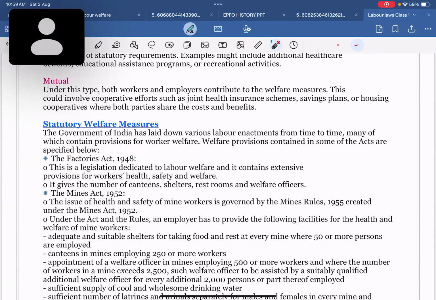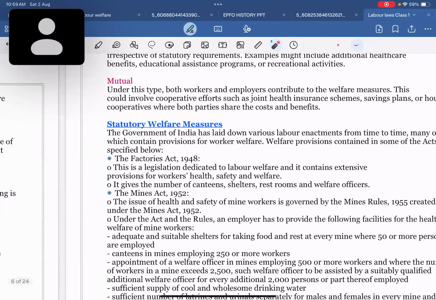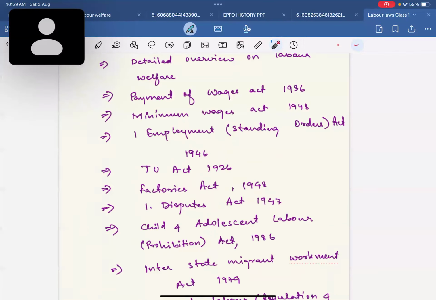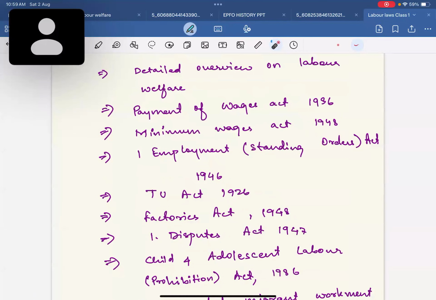We will also discuss the Mines Act. The acts which we discussed in the beginning, in the detailed overview on labor welfare, are the Payment of Wages Act, Minimum Wages Act, Industrial Employment Standing Orders Act 1946, and Trade Union Act. Right?